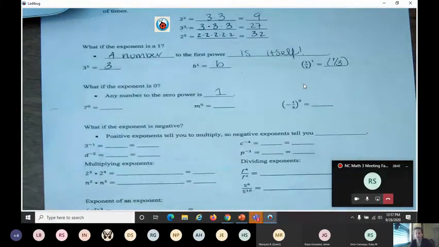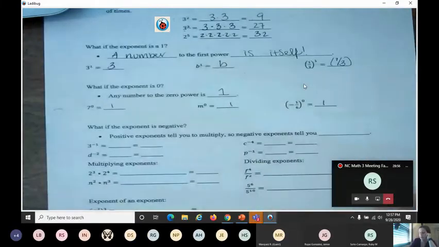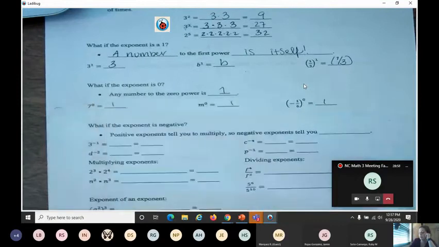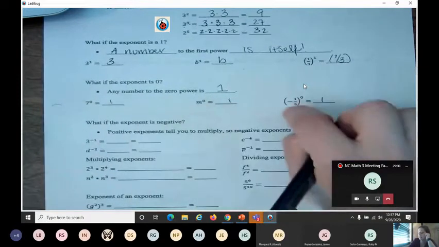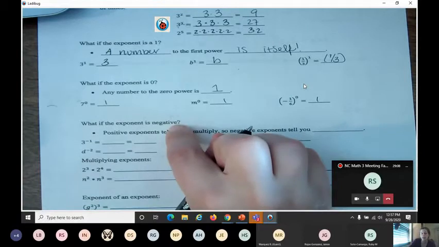So let's see, Daisy, are you here? Yes. All right, Daisy, can you do these for me? Just do all 3 of them for me. 1, 1, 1. Oh yeah, good. Okay. 7 to the 0, 1. M to the 0, 1. Negative 1, 6 to the 0, still 1. Anything to the 0 power is 1. Good job. Okay, so now what if the exponent is a negative?